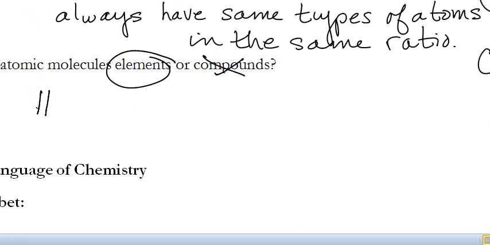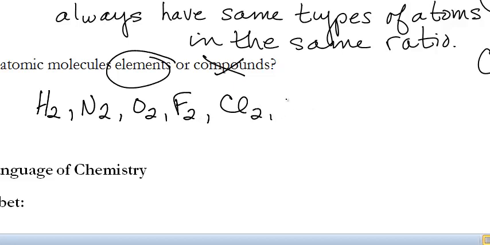And they are H2, N2, O2, F2, Cl2, Br2, and I2. So you will need to memorize these, and why this is important is because many of these are common.